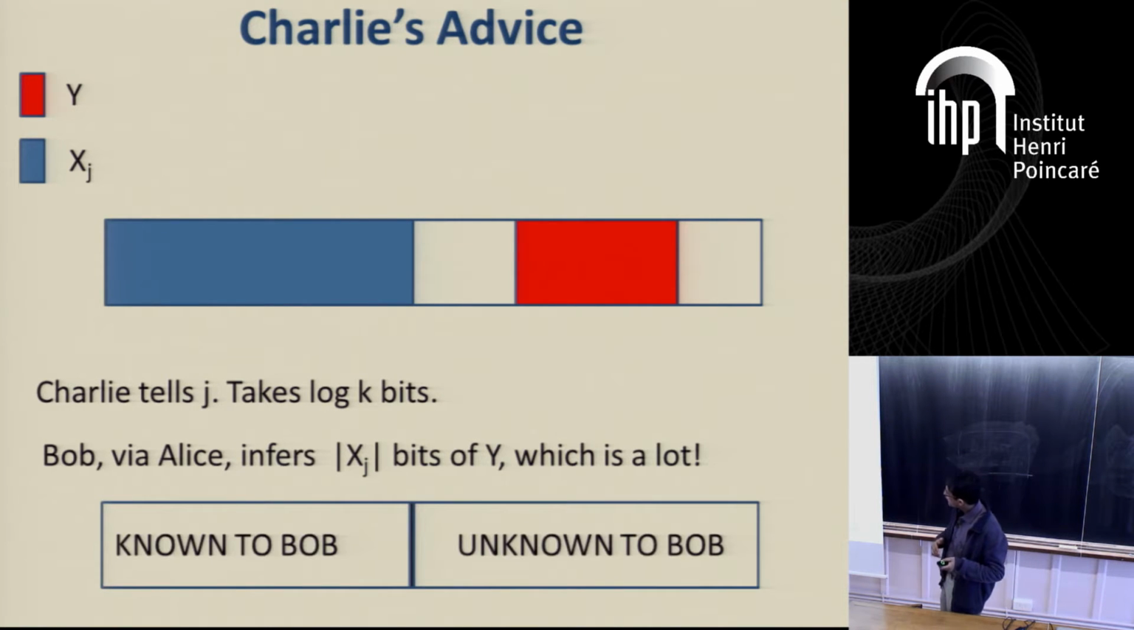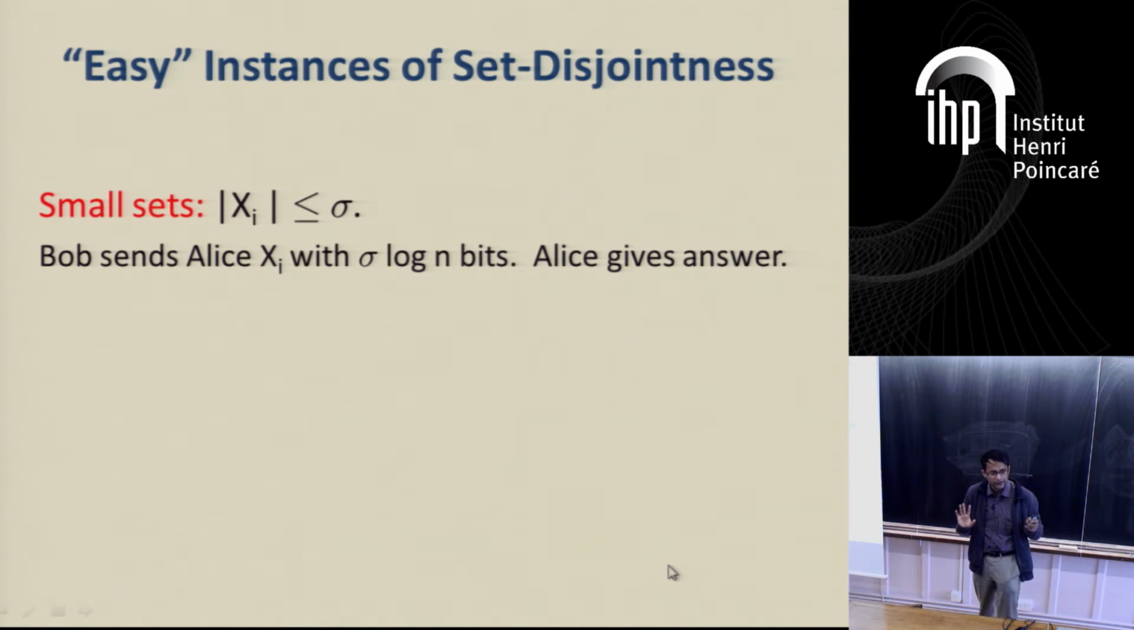So imagine this was xj, and Charlie pointed out this xj. Then the uncertainty in Bob's mind about y sort of shrunk from this whole universe into a smaller segment, because xj got known to Bob. So he now knows that y has to lie somewhere here. Okay, this is the idea. So this is a very simple idea, and the protocol also turns out to be actually quite simple.